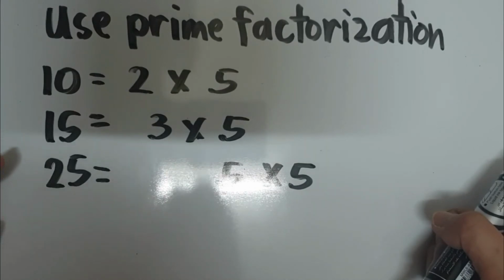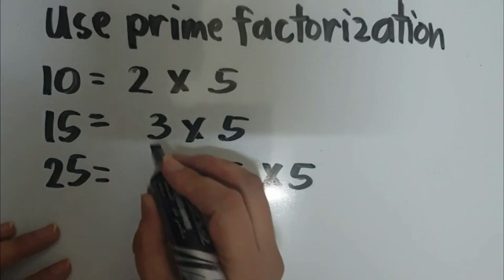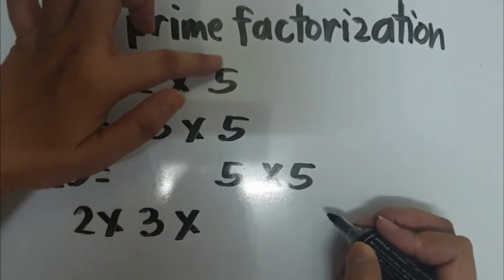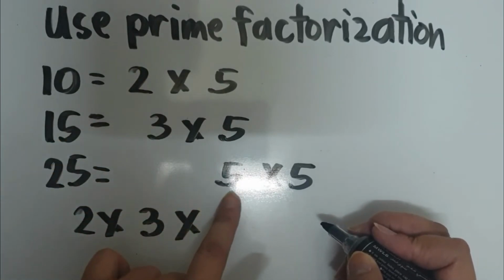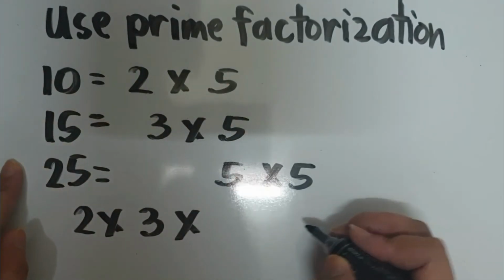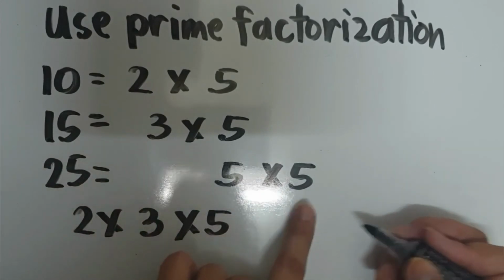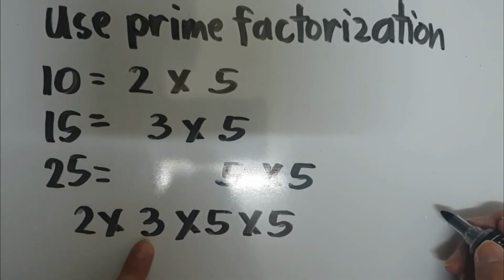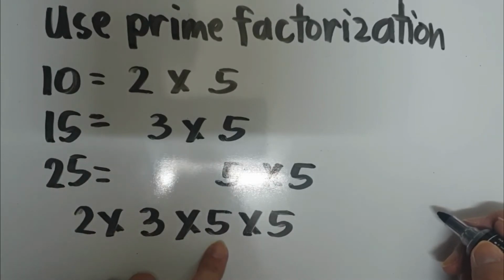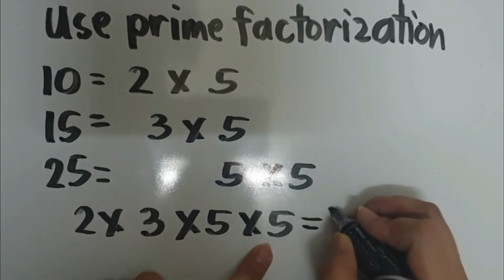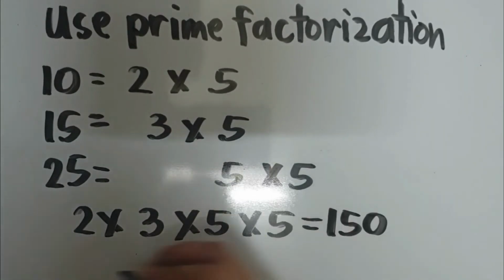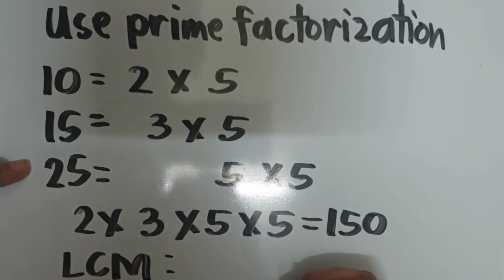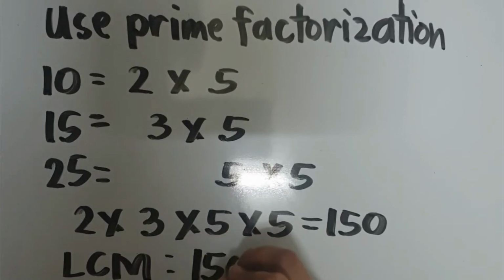Now, we will write the prime factors. So, we have 2 times 3 times, this counts as 1 because 5 here is common to all of our numbers. So, times 5, and we still have another 5. So, 2 times 3 is 6, times 5 is 30, times 5 is 150. That means the LCM of 10, 15, and 25 is 150.